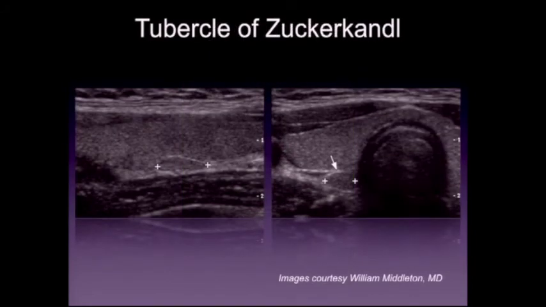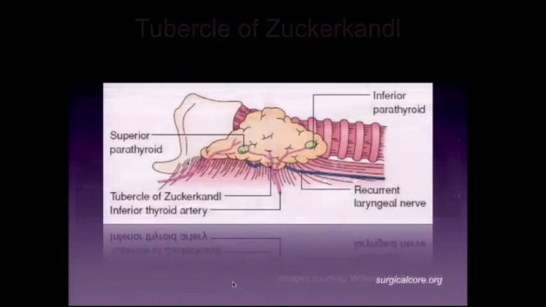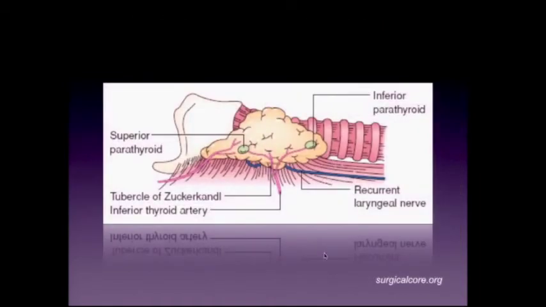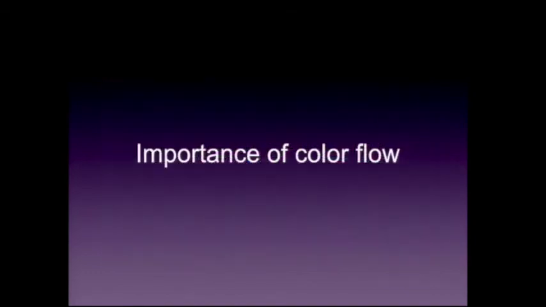And here's the tubercle of Zuckerkandl. This is a normal thyroid structure that you see over here. These images were provided to me courtesy of Bill Middleton at Mallinckrodt. And here is a drawing showing why this is important. The recurrent laryngeal nerve runs right by here, so this is an important surgical landmark, but the important thing is not to mistake it for parathyroid adenoma.